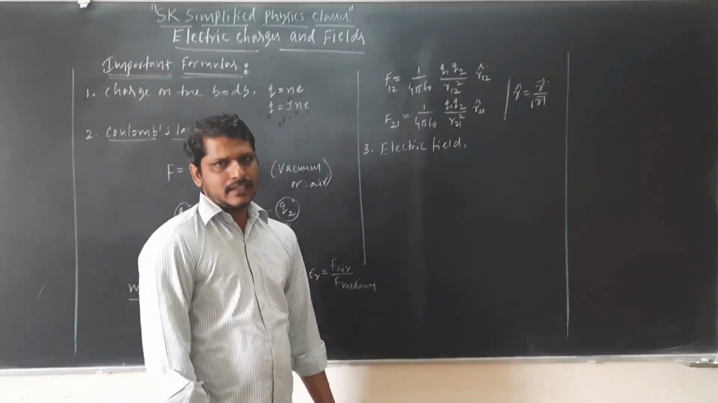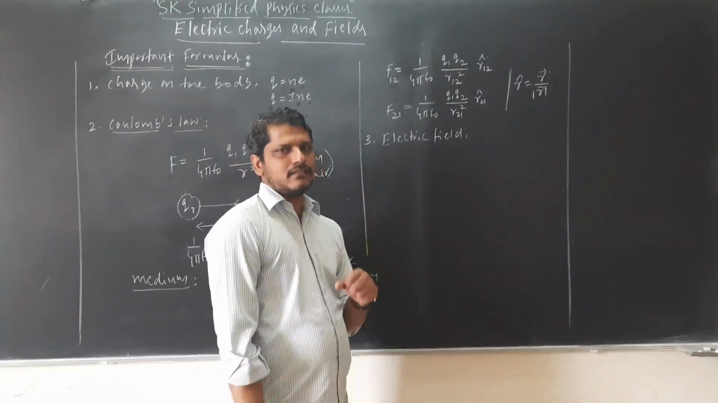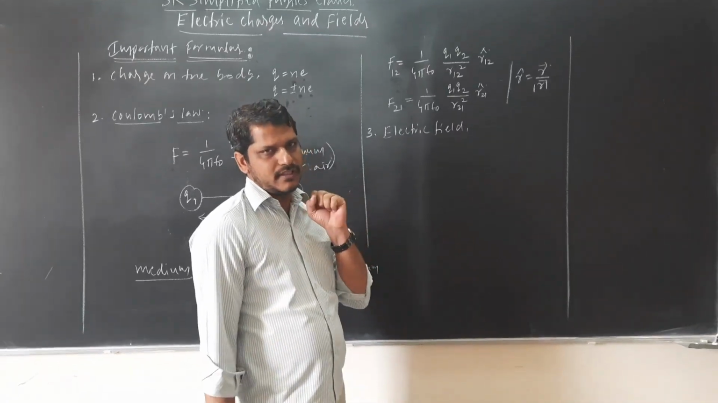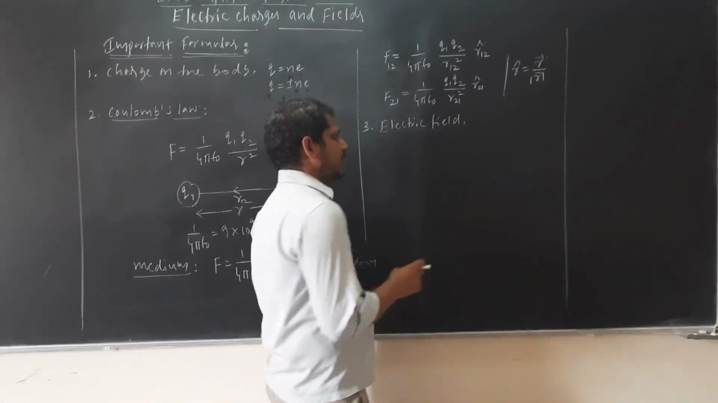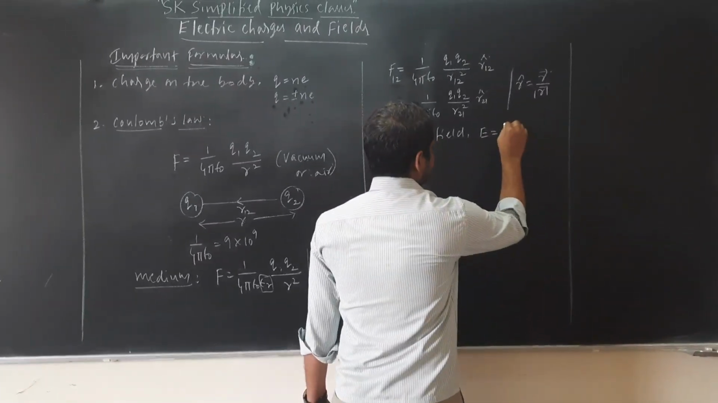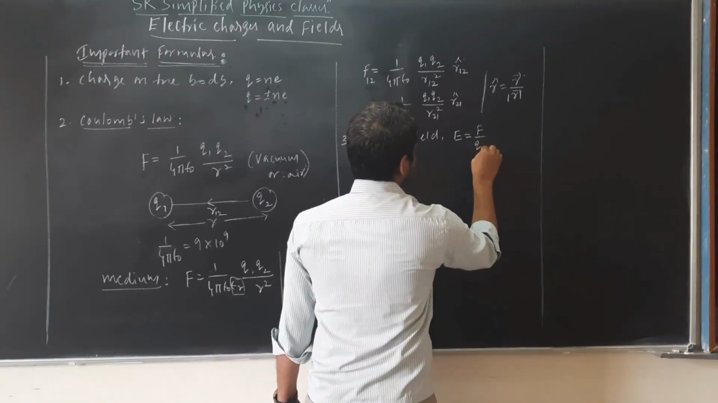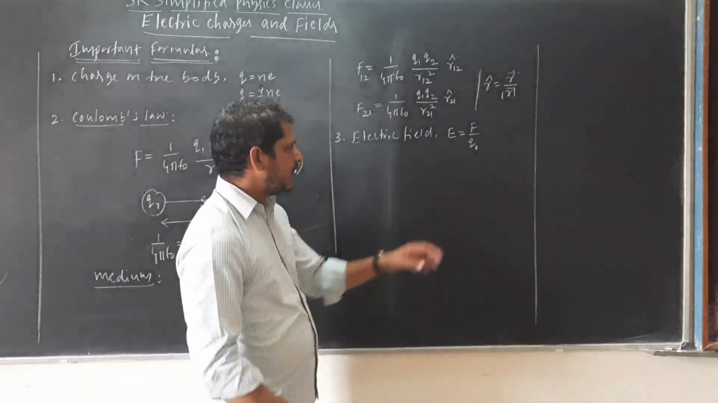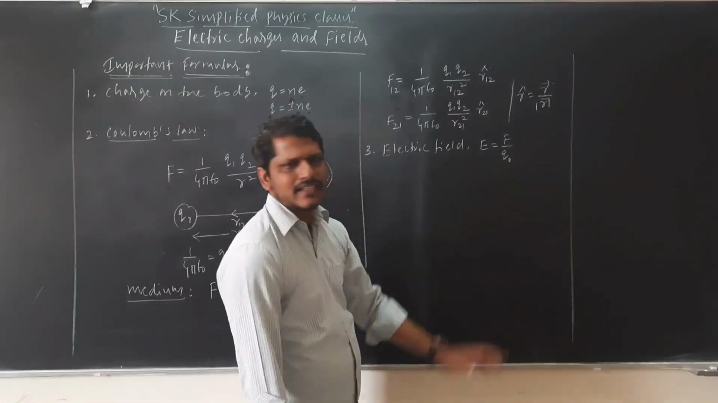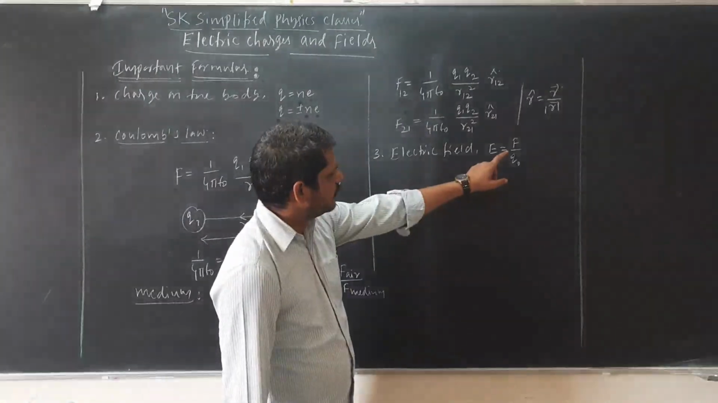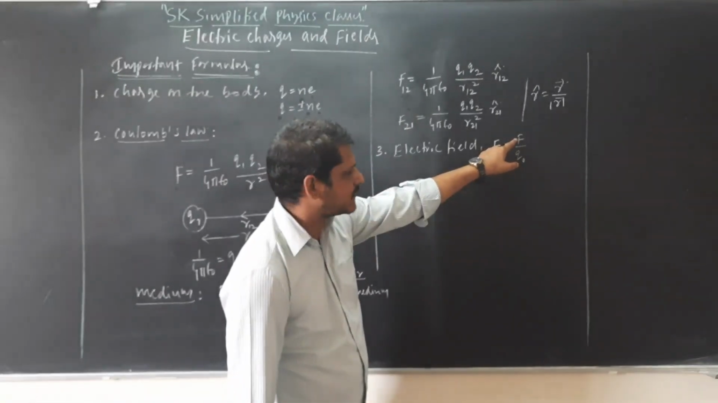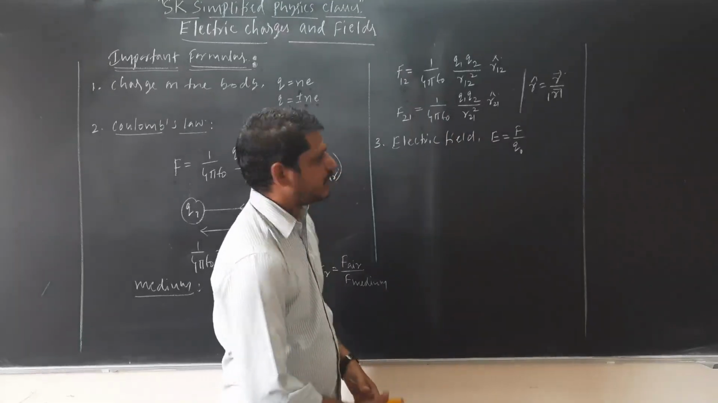Electric field: the region of space around the charge within which a test charge experiences a force is called the electric field. According to the electrostatic force, E equals F divided by Q naught, where F is the electrostatic force between the two charges and Q naught is the test charge. The force experienced by the unit positive test charge is called the electric field.